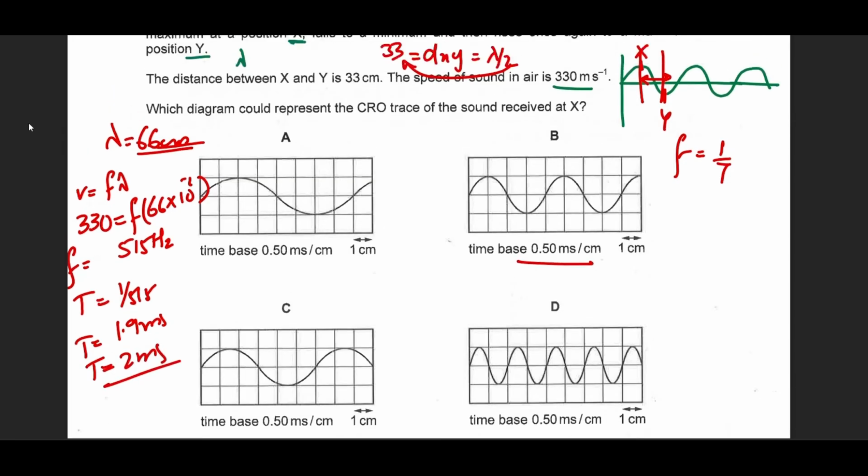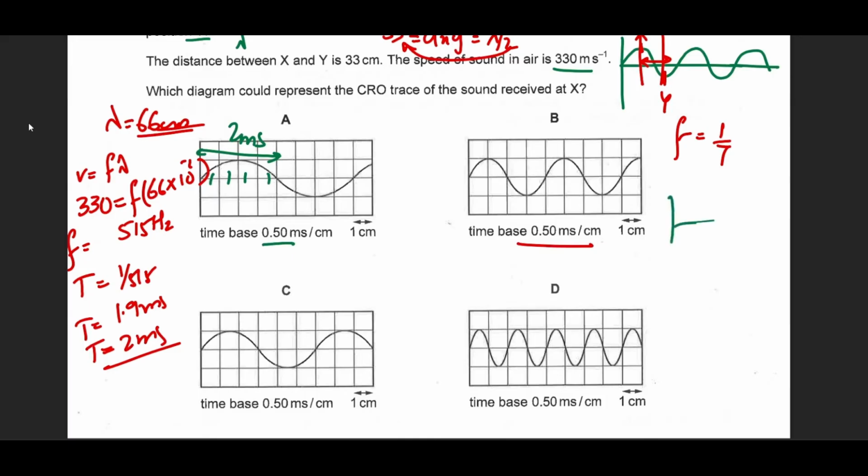So let's count the number of boxes of each option. Where do we find it? We need a complete wave in 2 milliseconds. So in option A, he says that one box is 0.5. So 0.5, 1, 2, 3, 4. This gap becomes 2 milliseconds according to this graph. But we need a complete wave in a total time of 2 milliseconds. It can't be more than that, but this is only half a wavelength, which is wrong.